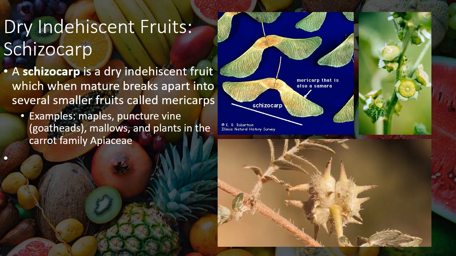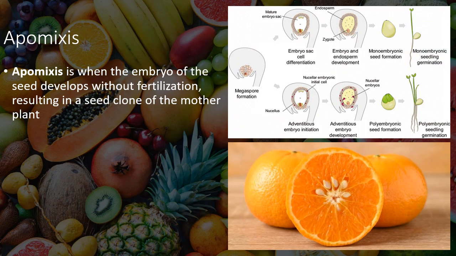So a schizocarp is a dry indehiscent fruit, which when mature breaks apart to form several smaller fruits, which we call mericarps, but it does not split open to release its seeds.